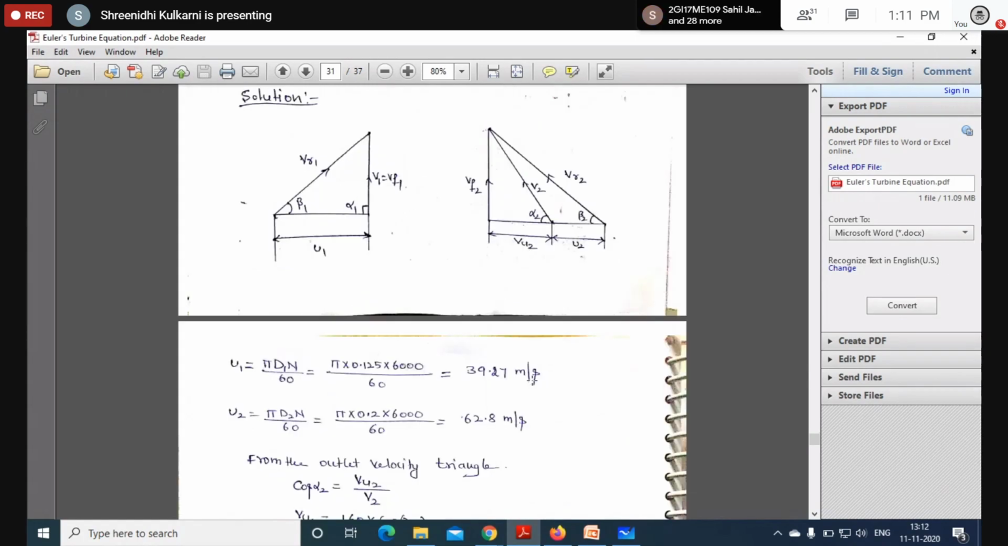Next, since we know D1, D2 and speed, find out the blade speed velocity at inlet as well as at outlet, U1 and U2, using this formula. U1 we got 39.27 meter per second, and U2 we got 62.8 meter per second. Please calculate along with me. If you get any doubt, just raise a point.